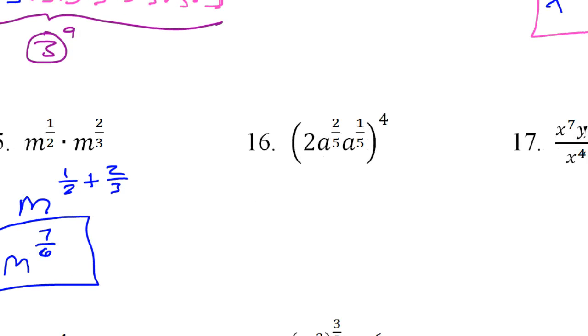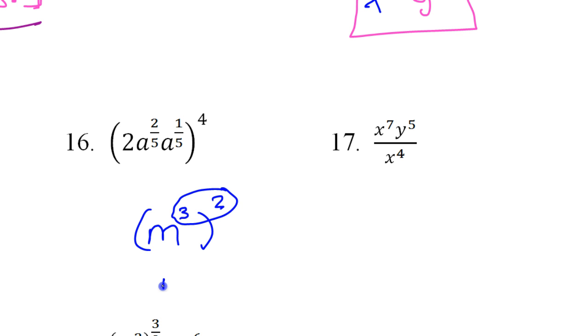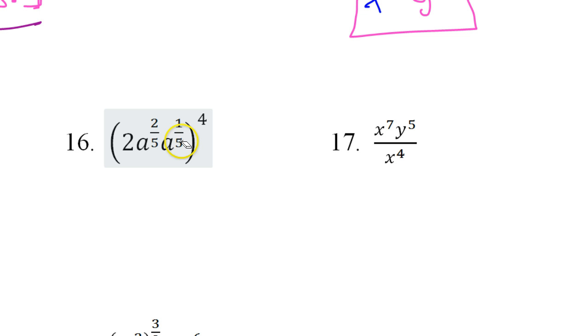Okay, what about this? When you raise a power to a power, you multiply. So off to the side, remember that if I had m to the 3rd power and that was squared, anytime you have a power raised to another power, you're going to multiply. So this would be, for example, m to the 6th power. So that's what's going to be happening with these a's.